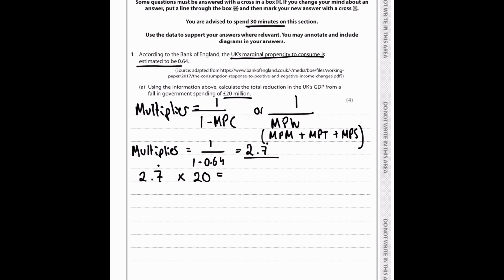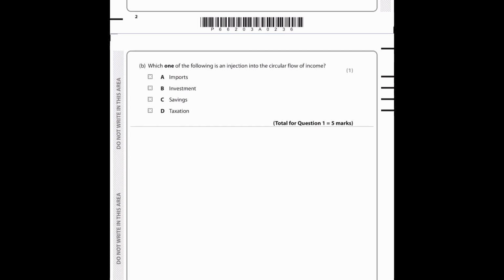What's important is the units are correct. If you type that into your calculator, remember to include the pounds. That is approximately £55.6 million. Now it's important that I put the million. If I don't put that, then I only get 3 marks. Otherwise, that is the first 4 marks done.